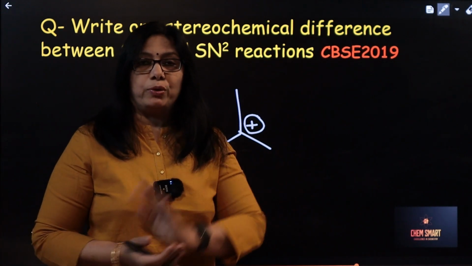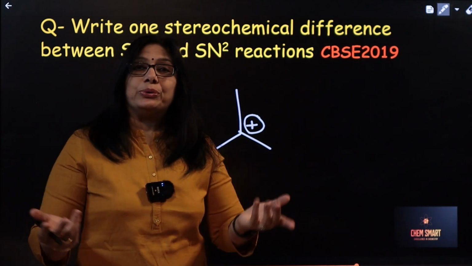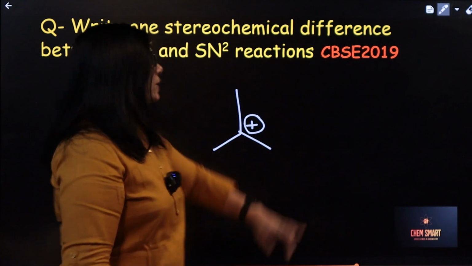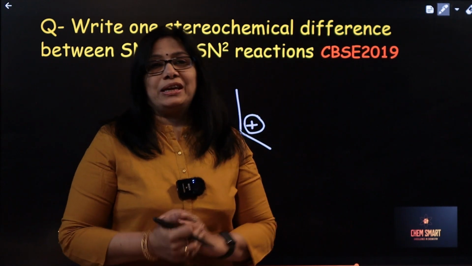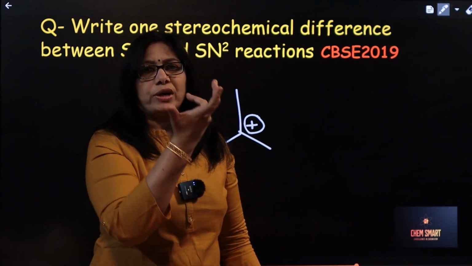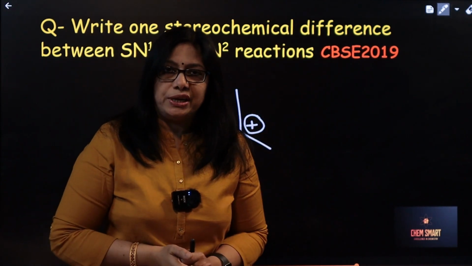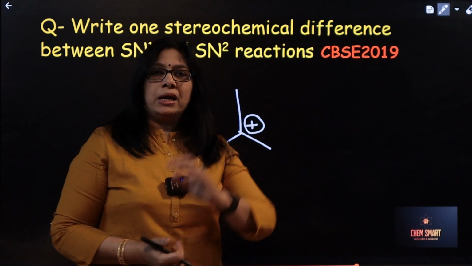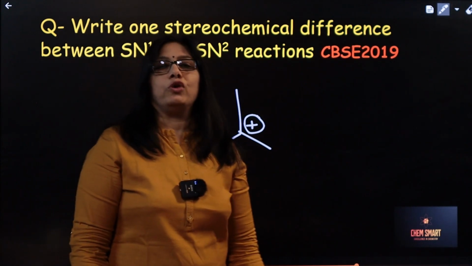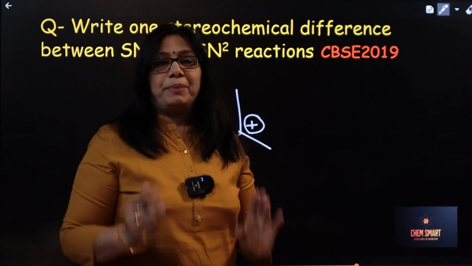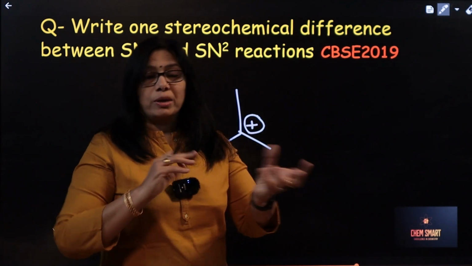The two enantiomers will be produced in equal amounts, probability, and therefore it will lead to racemization. So SN1 is followed by racemization, whereas SN2 is followed by complete stereochemical inversion. Do you remember? Just like an inverted umbrella in the mechanism you have studied. So SN2 mechanism is followed by complete stereochemical inversion, whereas SN1 is followed by racemization. That is the major difference between SN1 and SN2 in the stereochemical aspect. Clear?